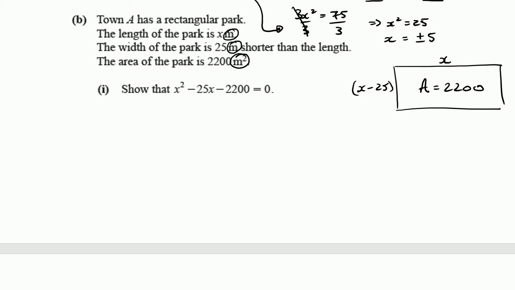So, the principle that we're obviously interested in is the area of a rectangle. We know the area of a rectangle is length times width. So my formula that's relevant over here is area equals length times width. And when I substitute into that formula, I'm going to get 2,200 is equal to x times (x minus 25).